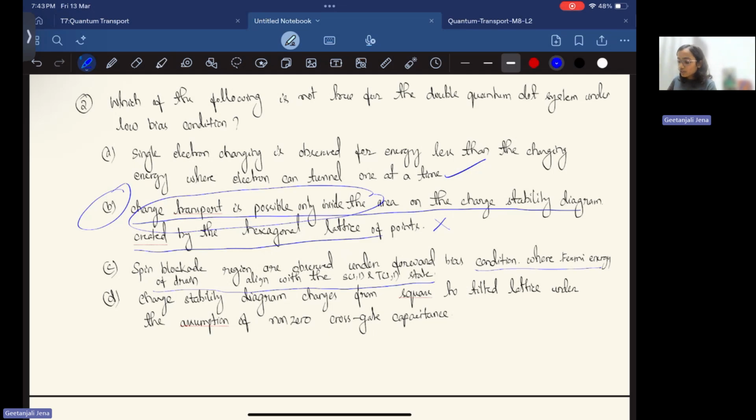So if you recall, for the low bias case, there is no spin blockade region, because both spin up and spin down can tunnel, they can contribute to the charge for the forward bias condition. So that means option C is also an answer. Option D, charge stability diagram changes from square to tilted lattice under the assumption of non-zero cross gate capacitance, which is true. So the answer to this question is option B and D, which are not true for the double quantum dot system under low bias condition.